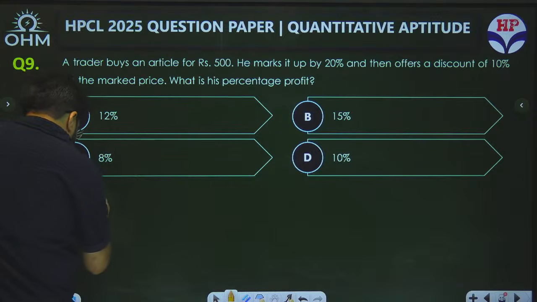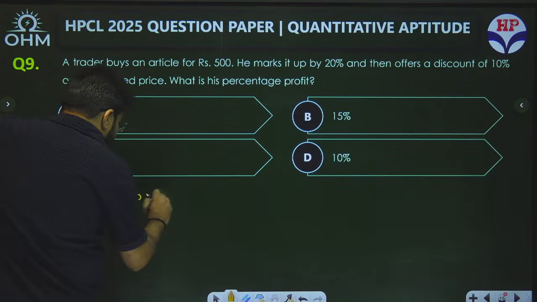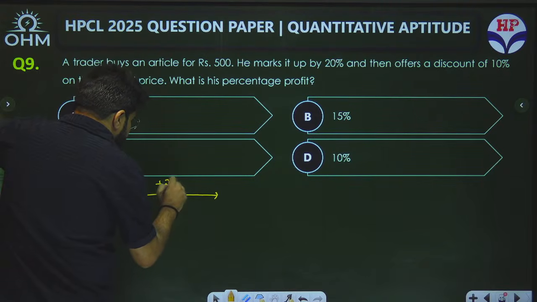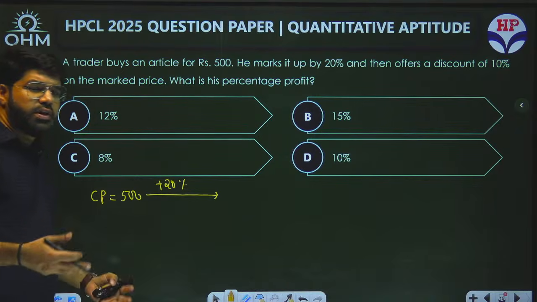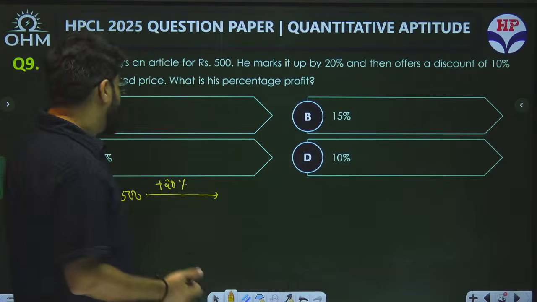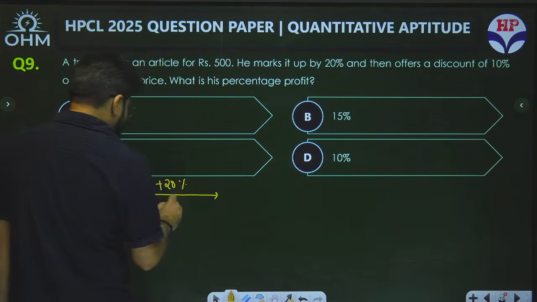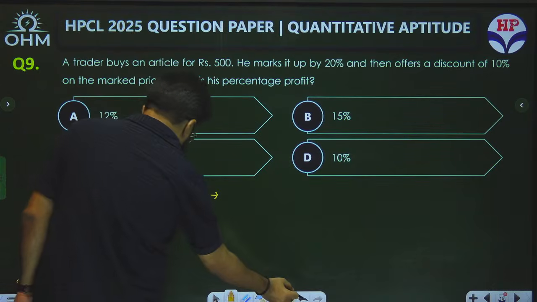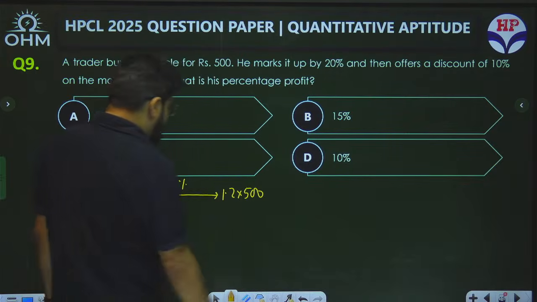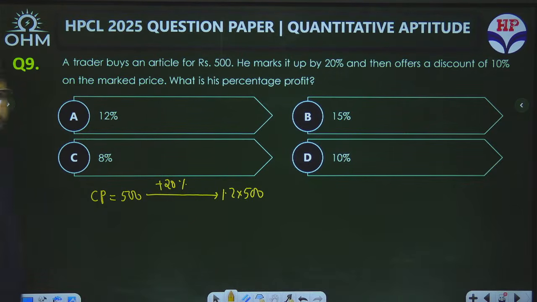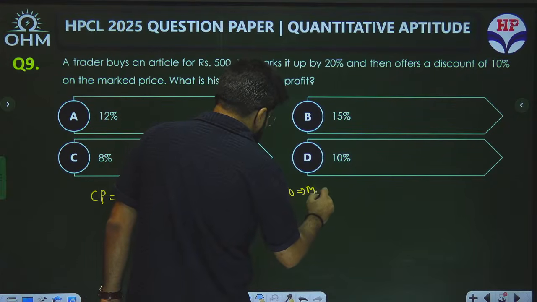So for the trader, the cost price is 500. He is going to mark it up by 20% because he knows that he has to earn profit, and some bargaining and some discount will also happen. When he marks up by 20%, that means 0.2, so the net will be 1.2 times 500. 1.2 times 500 is 600, and this is the marked price.